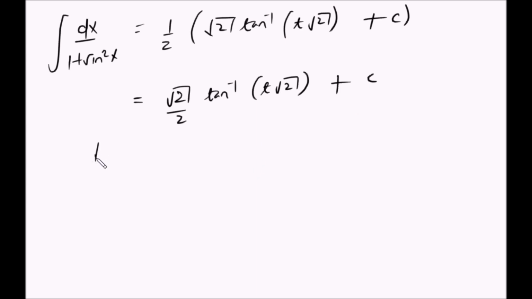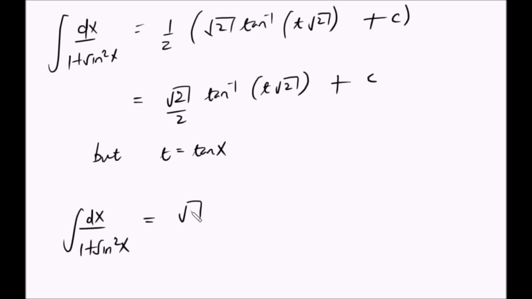But t ni sasa na tan x. So our final answer now ya hii integral tulioanza nayo is just gonna be the square root of 2 over 2 tan inverse. So tuna hiyo square root of 2, then t ni nini? Tan x plus c. So that's our final answer.